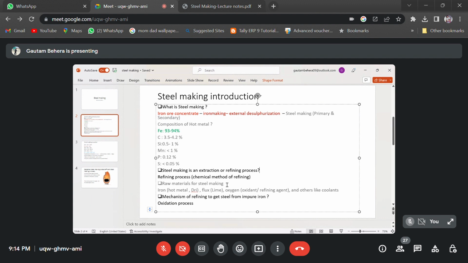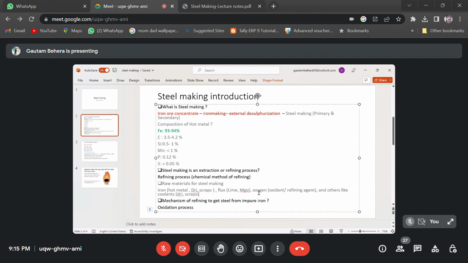Then what are the raw materials for steel making process? So the raw material is, I told, iron first, obviously. Iron may be in hot metal form, or it may be DRI form, or it may be in form of scrap. The second raw material is the flux. Flux is mostly lime or MgO, right? These are the flux. And another major raw material is oxygen, which is the oxidant or refining agent, I told. And others like coolants. For example, DRI is also a coolant, scraps. So these are coolants. So major raw materials are impure iron, flux, and oxygen.